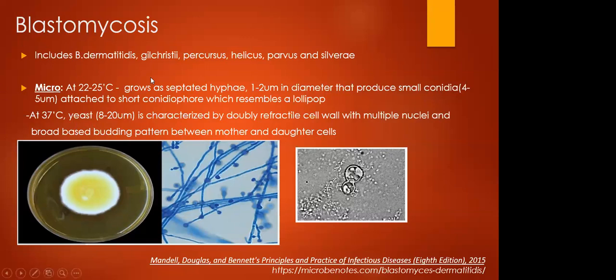The microbiology, just briefly, so this is the hyphal form. At 22 to 25 degrees, it grows as these septated hyphae, which are about 1 to 2 micrometers in diameter, and that produce these small conidia, which are attached to a very short conidiophore, which resembles a lollipop. So this is a nice illustration here. And then the yeast form, which ranges in size from 8 to 20 micrometers, is characterized by these doubly refractile cell walls with multiple nuclei and broad base budding pattern between mother and daughter cells.